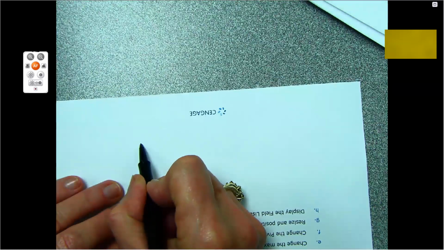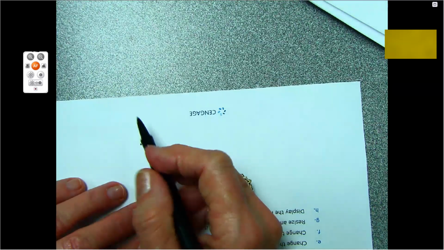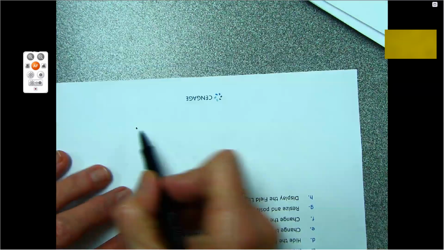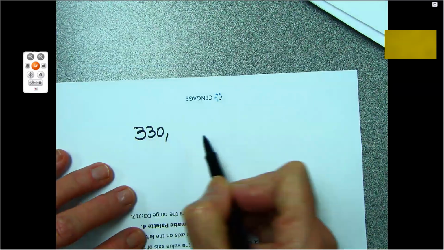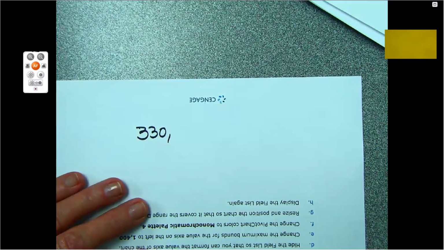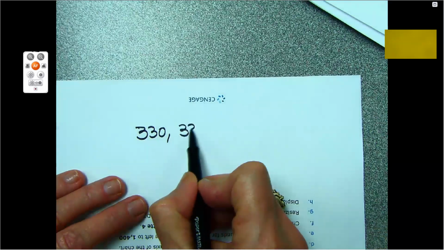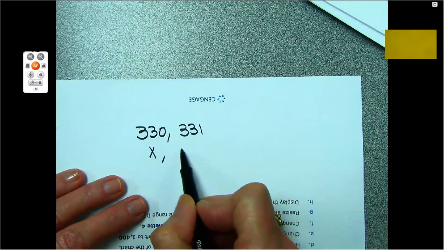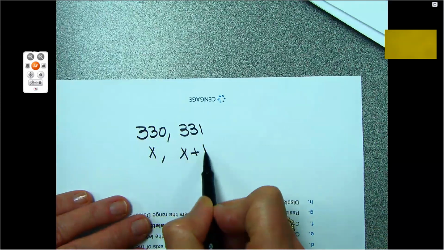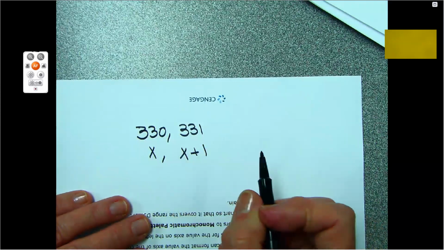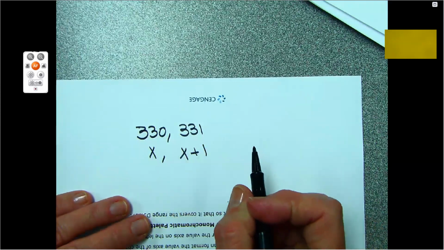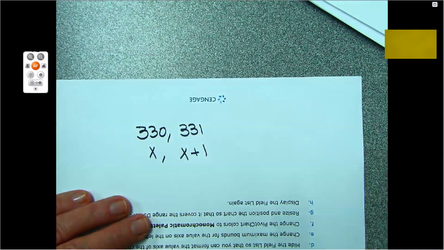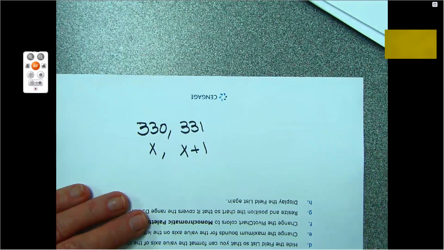If my page number... this is facing pages now. So when you open your book, you lay them open. If the first page is 330, the next facing page is 331. So if this is X, this is X plus 1. Right? Makes sense. We just have to think about it a little bit.